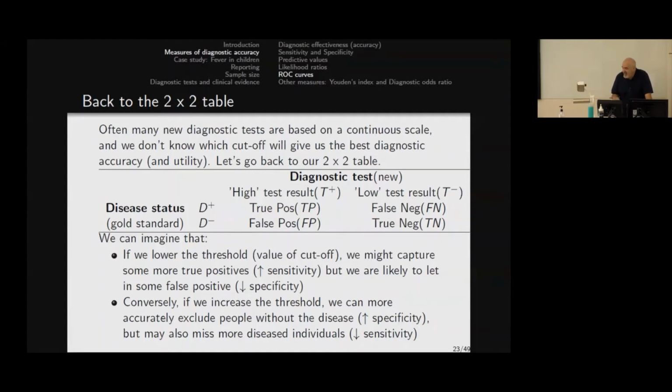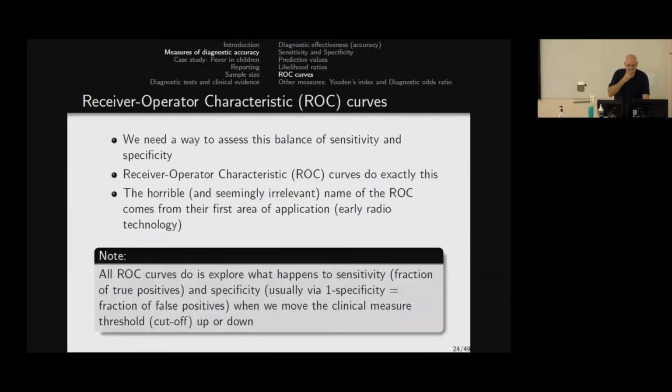So I can increase sensitivity at the cost of specificity, and I can increase specificity at the cost of sensitivity, if I choose to, by raising or lowering where that cut point is. Okay? So we really do need a way of assessing this balance of sensitivity and specificity. Now, by the way, sometimes we can increase sensitivity with a lower cost to specificity. Okay, so it's not a one-for-one sacrifice. And I'll talk about that in a minute.